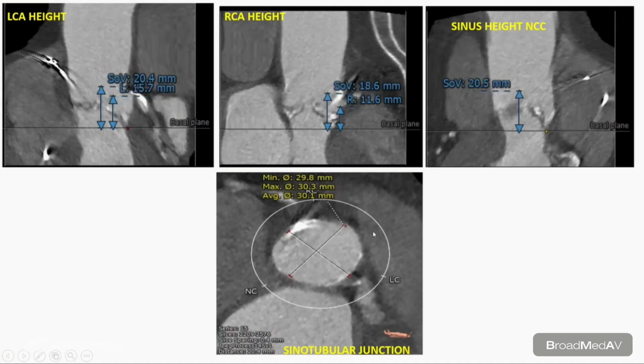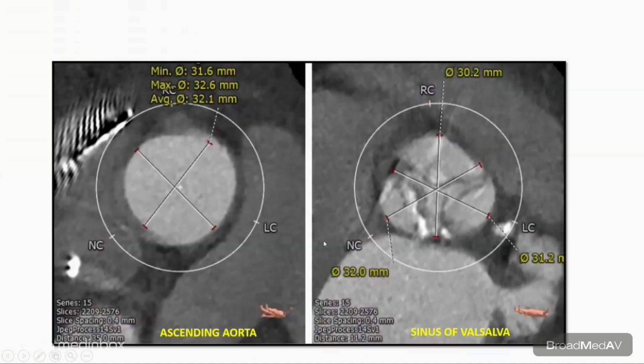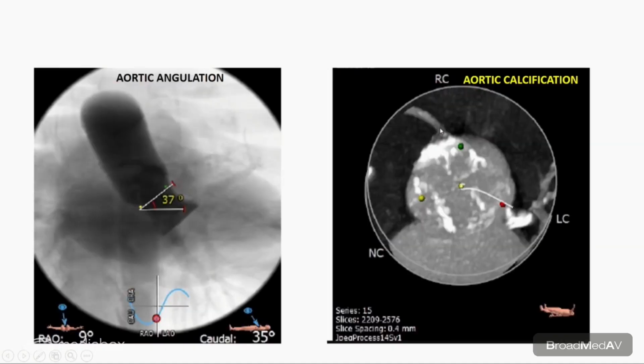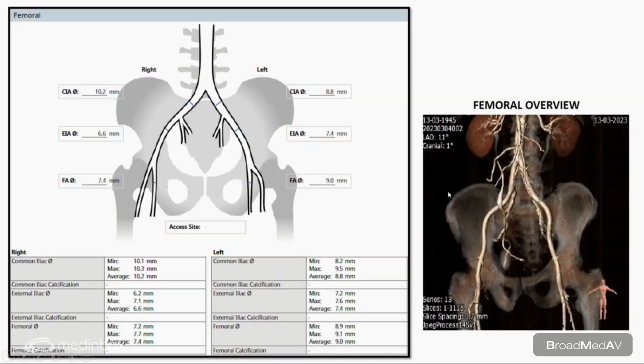And the sinotubular junction is very roomy, 29 and 30 millimeter. Ascending aorta measures 31 to 32 millimeter. And sinus of Valsalva width, again, everywhere it is more than 29 millimeter, especially on the left side it is 31 millimeter, and the right coronary side it is 30 millimeter. The aortic angle is 37 degrees, and there is enough amount of calcium to hold the valve in place.